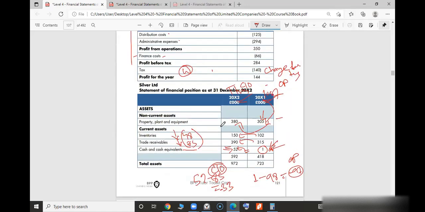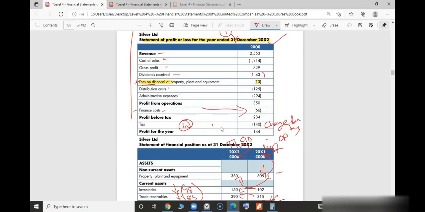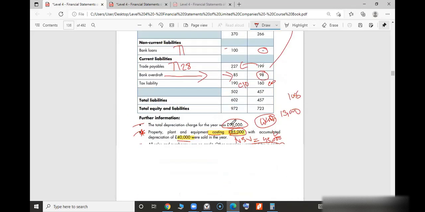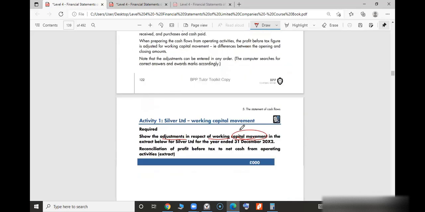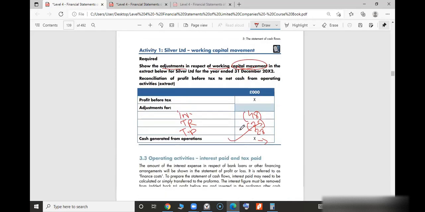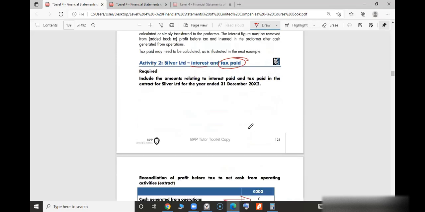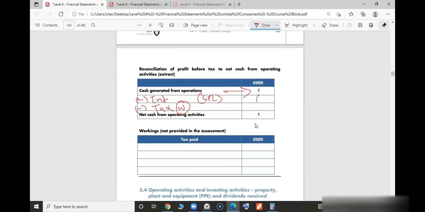We need to come back to this question again and again. 66, can you see? 66. So straight away write it down here. Interest again, one's added, one is deducted. Here at the bottom, it is deducted. 66. And tax. Can you please work out the tax?